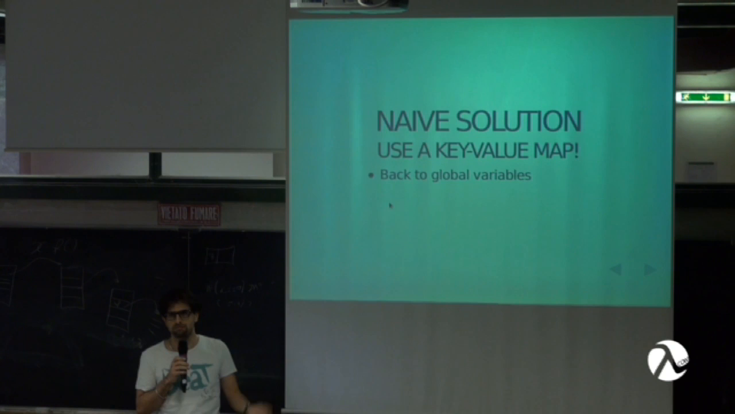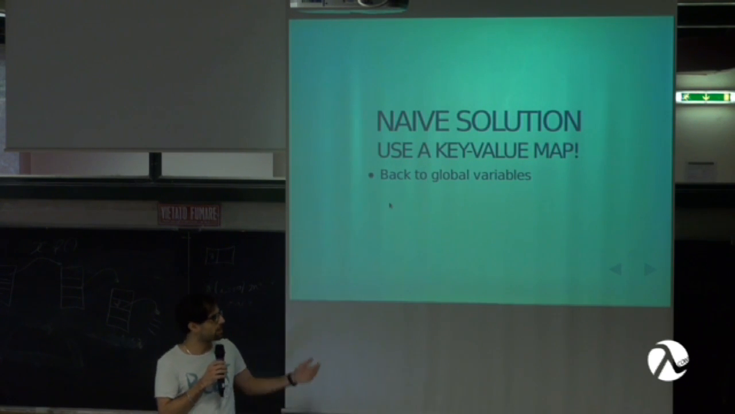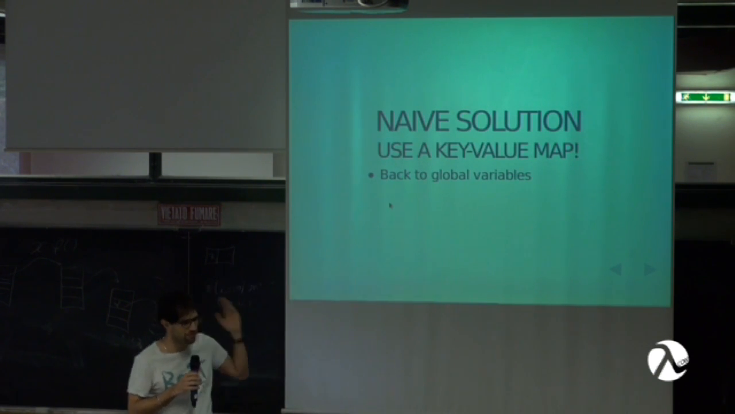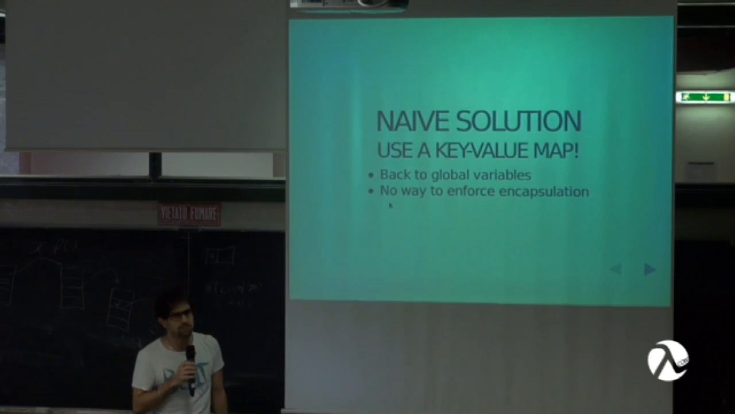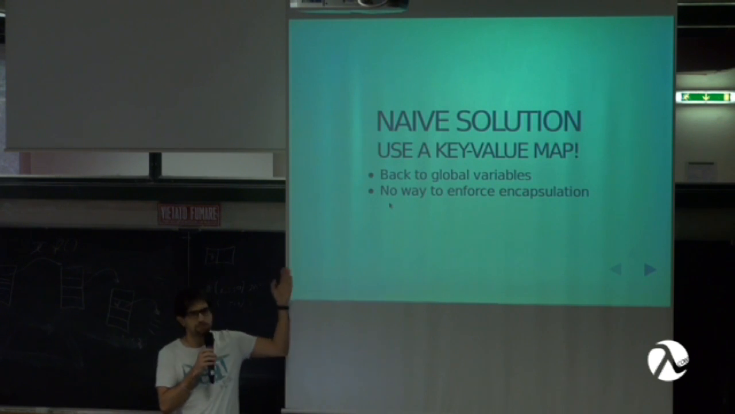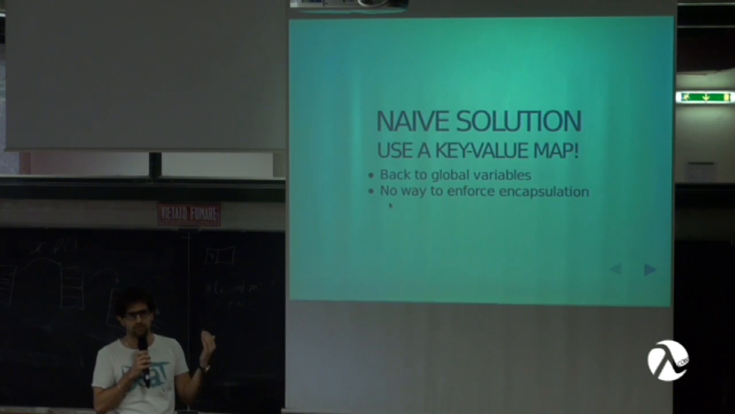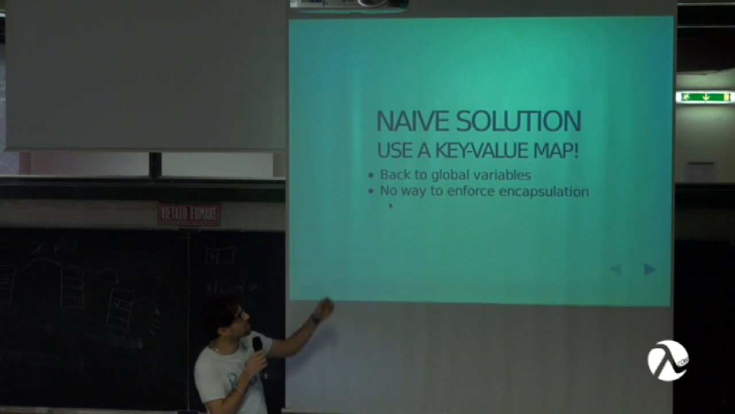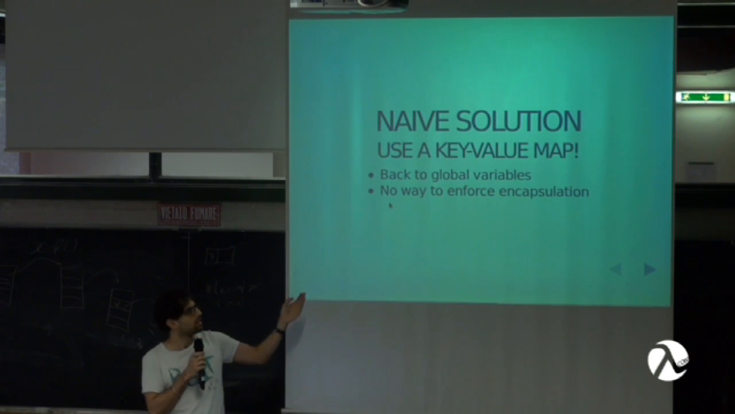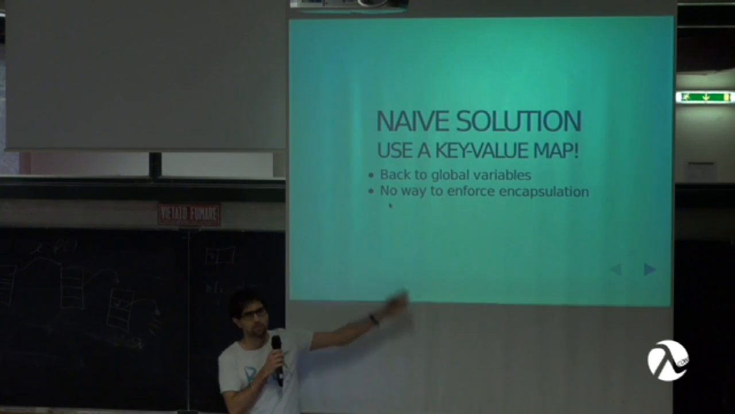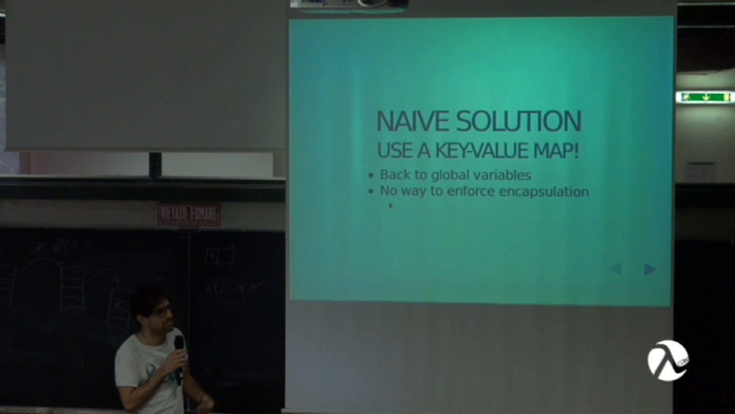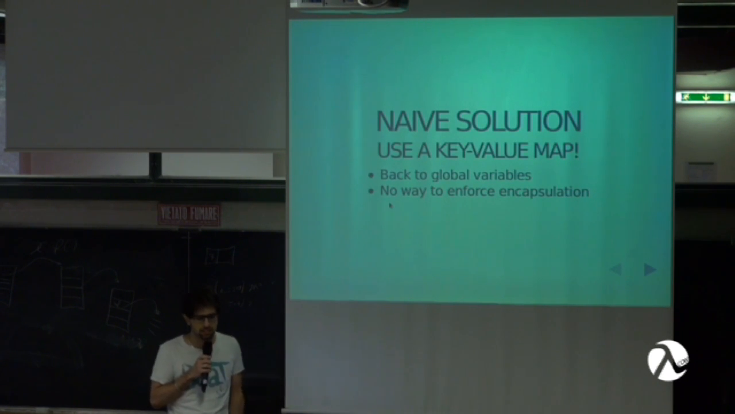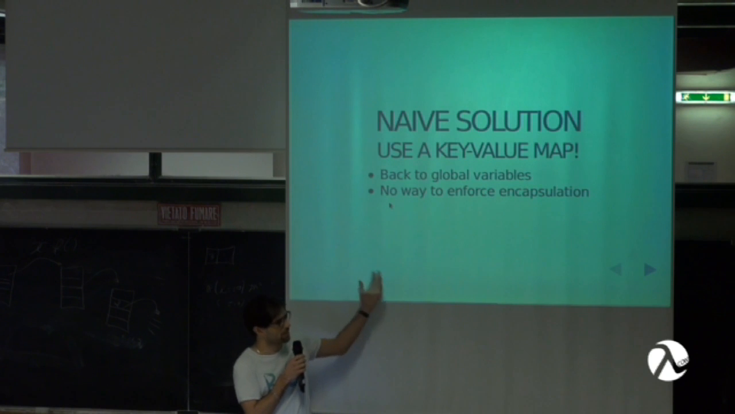So we go back to the programming of global variables like we used to do in, I don't know, Fortran. Well, they used to do like this before I was even born. And there is no really good way to enforce encapsulation, because the very property of key value maps, of hash maps, is that you have random access to any piece of the data structure. So if you have random access to any piece of the data structure, you do not know which part of this state any function will access. And if you do not know which part of the state will be accessed, you have no way to enforce encapsulation. Every function sees everything, and there is no way to do something meaningful.